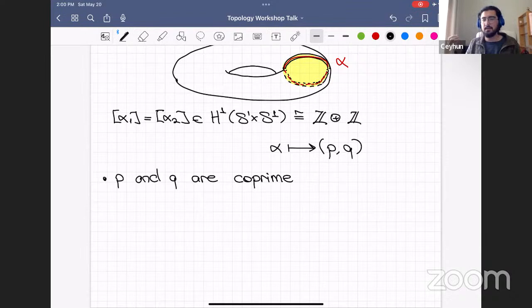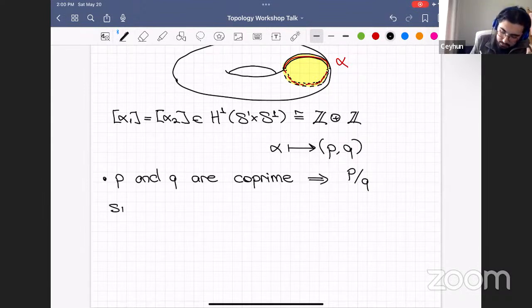So this means that it would be a nice idea to look at the ratio, because then we don't really have any common multiples. So we look at P over Q. But the only issue is maybe P and Q have different signs, maybe they have the same sign, and maybe this P over Q is not an invariant of alpha. Maybe it's an invariant of something else. But what determines the sign? Sign is determined by orientation.